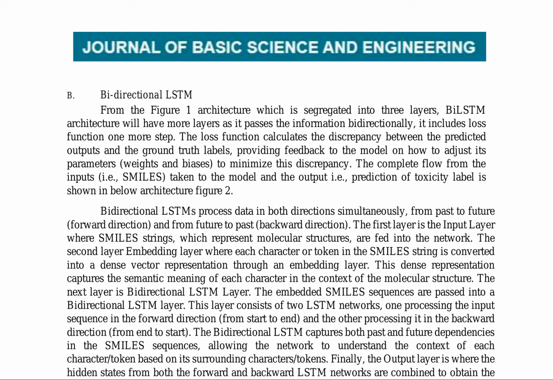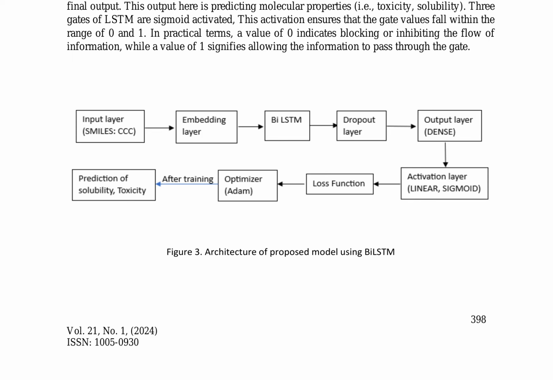the SMILES sequences. The BiLSTM layer consists of 2 LSTM networks, one processing the input sequence in the forward direction and the other in the backward direction. The hidden states from both networks are combined to obtain the final output, predicting molecular properties. The loss function calculates the discrepancy between the predicted outputs and the ground truth labels, providing feedback to the model on how to adjust its parameters to minimize this discrepancy. The complete flow from inputs to output is shown in the architecture figures.